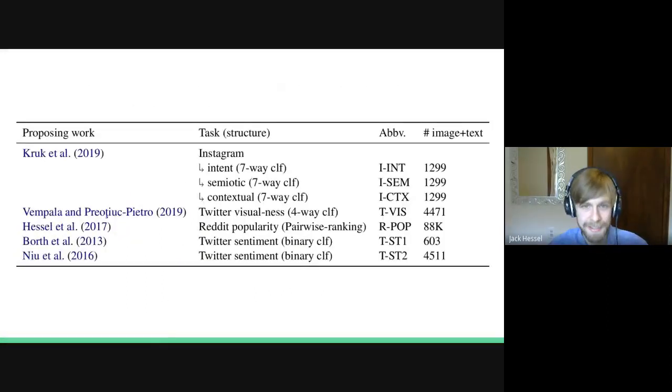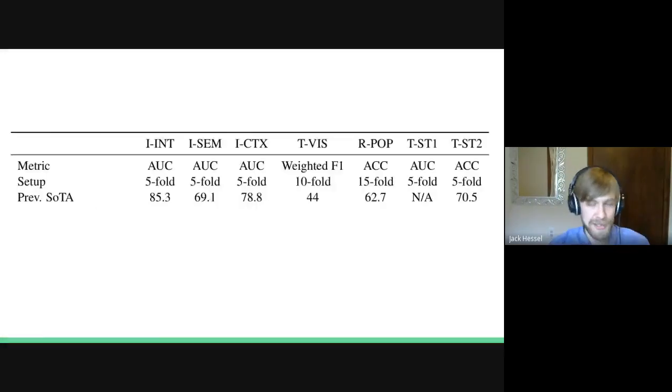And we tried it. So we looked at all of these tasks. I'm now switching from a row-based view to a column-based view here. So each task is now in a different column. I've put a little bit of information about each of these tasks. The thing that they share is that they're all, again, scraped from in vivo social media data. We have our metrics, higher is always better. We have our different cross-validation setups, and we have the previous state-of-the-art results for these things.